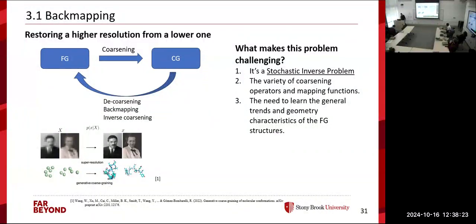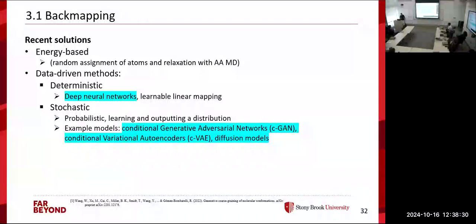And we also want a model that's very general, right? It maps different resolutions to the atomistic resolution. Now, some recent methods, some of them are energy-based.